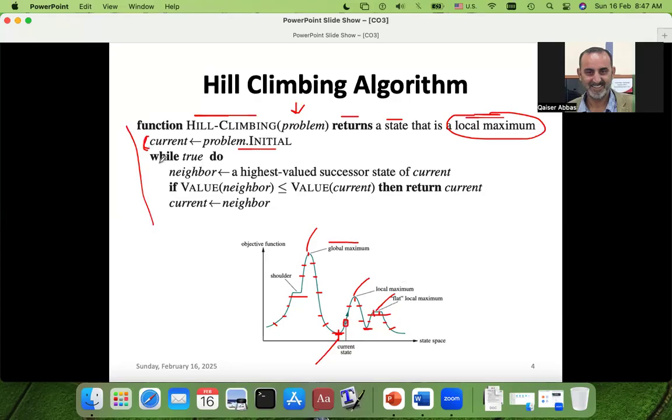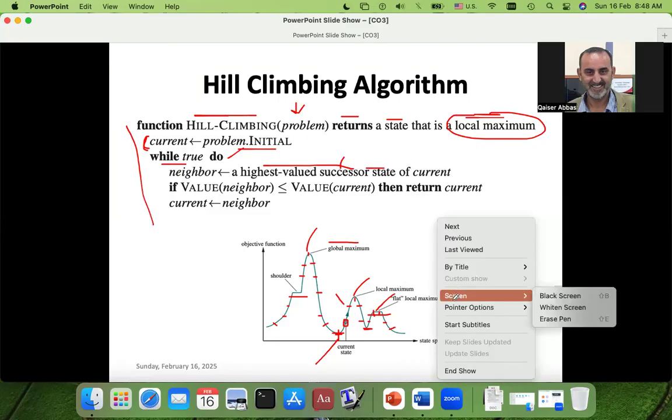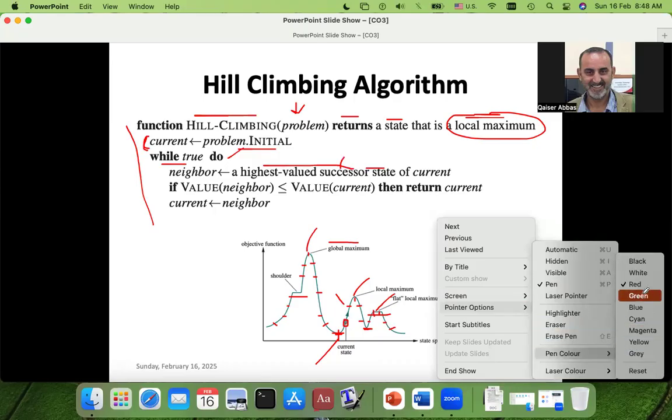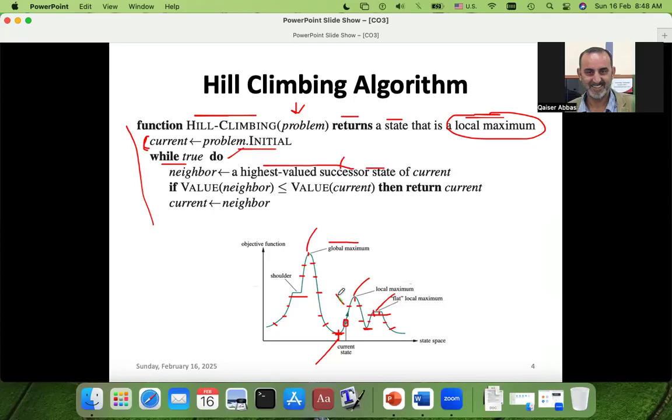Done. While true, so this loop runs forever. And then we take the highest value successor. Successor means the neighbor coming next. Take the highest value successor state of the current. So the next state of this current state is this one. I'm changing the color now. The next state is the next higher value, this point. So it will take that and store it in the neighbor.